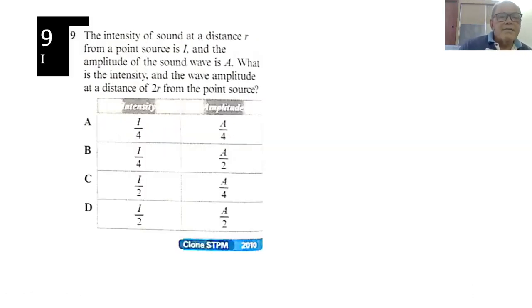The intensity of sound at a distance R from a point source is I, and the amplitude of the sound wave is A. What is the intensity and wave amplitude at distance 2R from the point source? Okay, what's the answer?